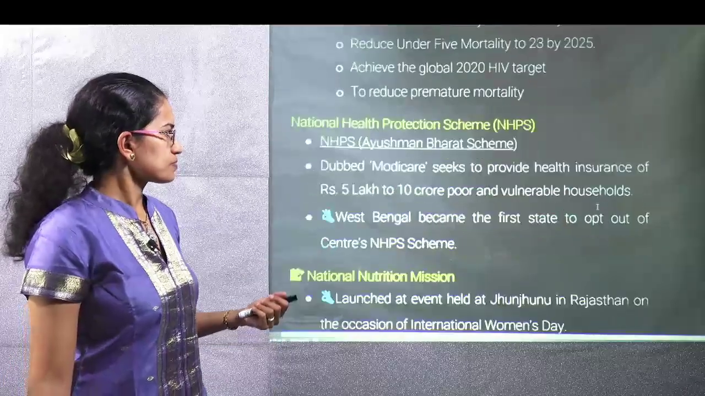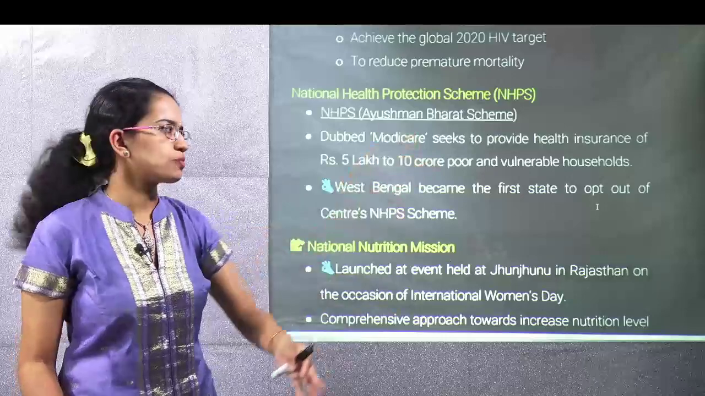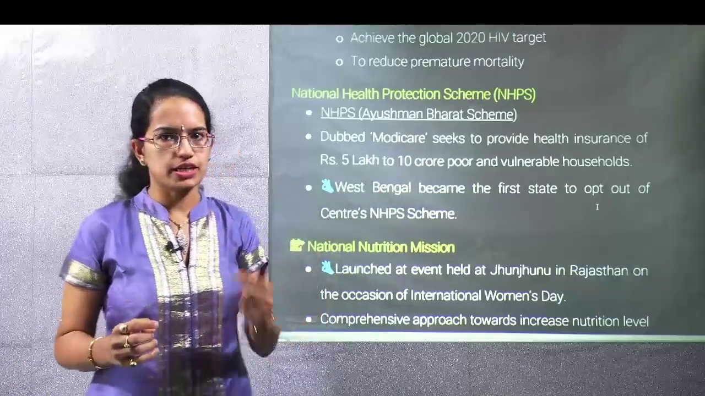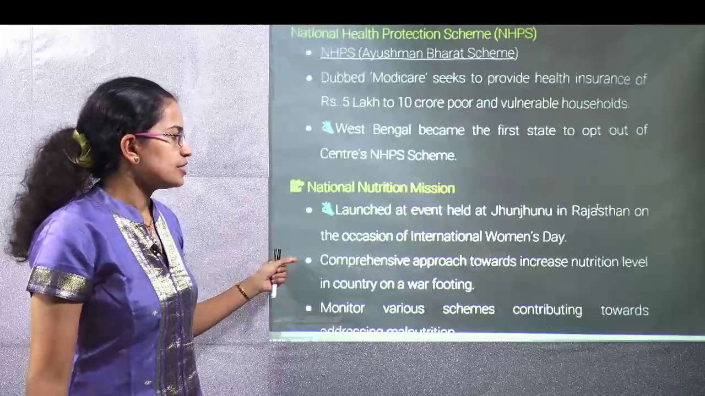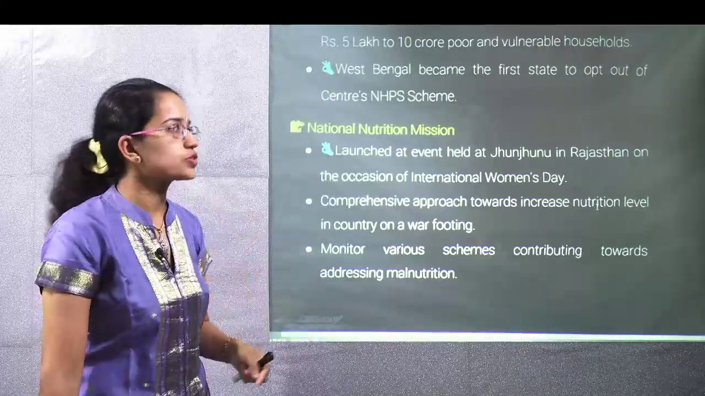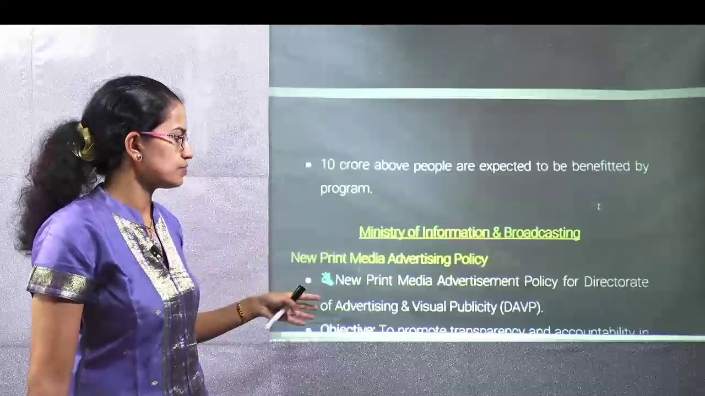The next is the National Health Protection Scheme, which is recently called Ayushman Bharat, again very important, and West Bengal was the first state to adopt it. National Nutrition Mission, recently created, focuses on the issues of malnutrition. So both of these become important questions for your prelims as well as mains.